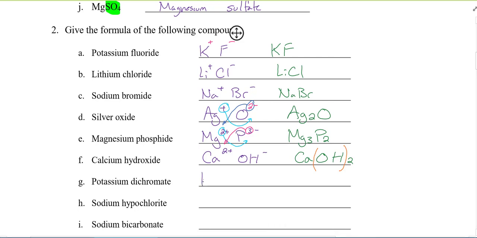So again, potassium dichromate. Potassium is K plus, dichromate, Cr2O7, 2 minus. Cross the charges, and we get K2Cr2O7. Do I need parentheses there? Well, no, because there's 2 potassiums. Potassium's an atom, so we do not need to put parentheses around the K. In fact, that might be confusing.